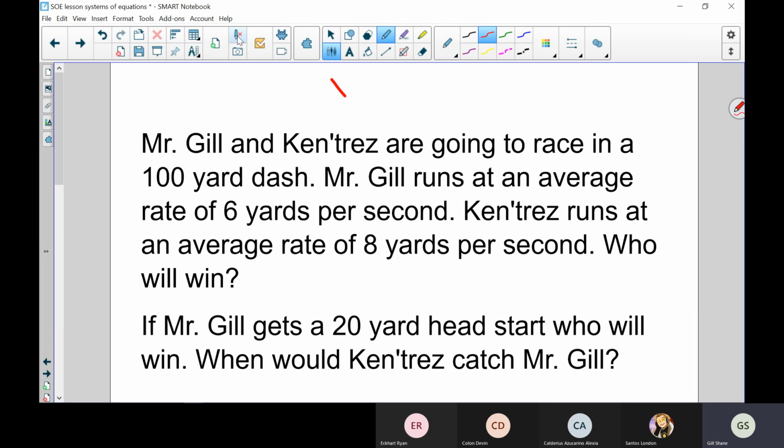So if we know there's unknown totals, and if we know there's a starting number, then that's the way we're going to write it. Y is going to be the total.